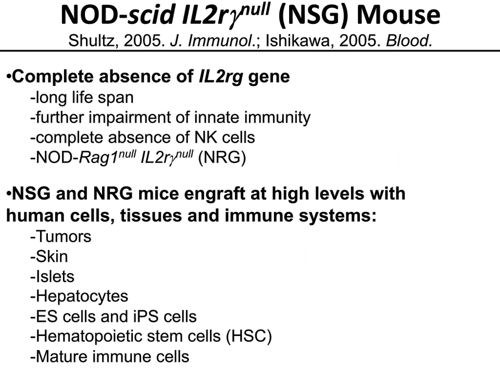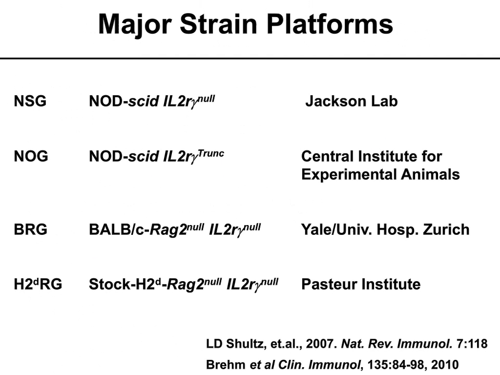Now, the NSG animal is one example of a gamma chain deficient animal people use for humanization, but there are other alternatives that are available in the academic world. So we've already talked about the NSG mouse that was developed at Jackson Laboratories. There's also the NOG mouse, which is very similar. It's a NOD-scid background with a truncated version of the gamma chain. So the NSG has a complete deletion, and the NOG mouse has a truncated version of the gamma chain.